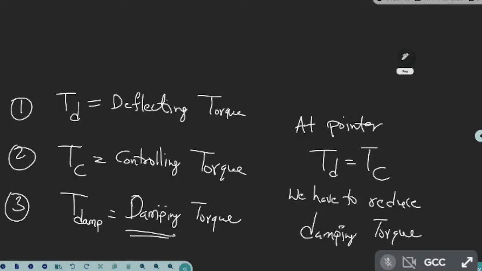So these are always available in any instrument. In speedometer also. In all analog meters, voltmeter, ammeter, speedometer, energy meter, wherever the pointer is there, analog meters, these three torques are there. What is the importance of these torques? Why are they required? I will explain in the next class. Okay?